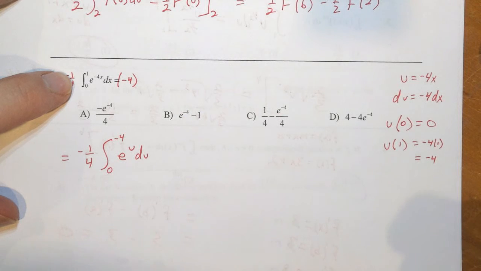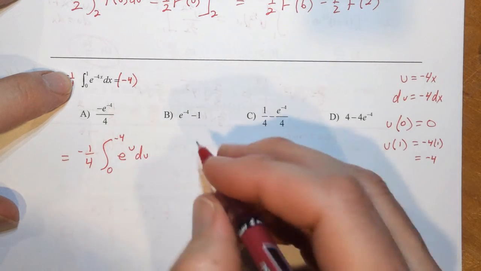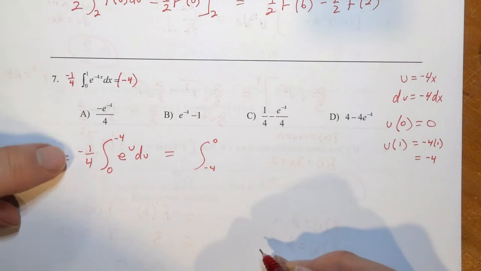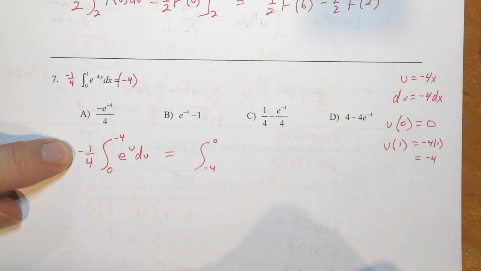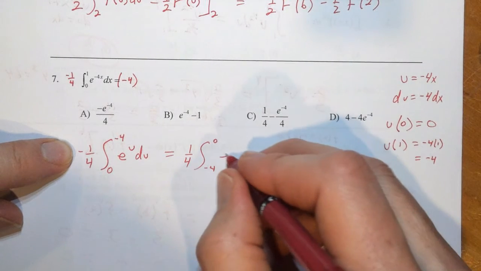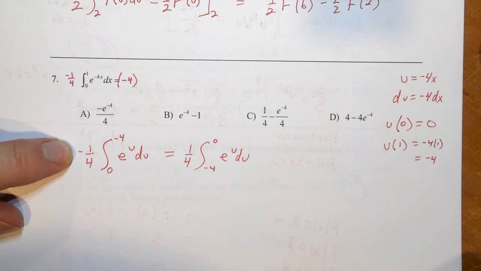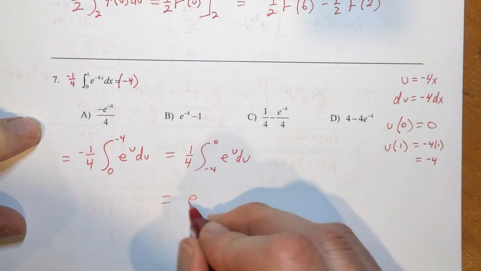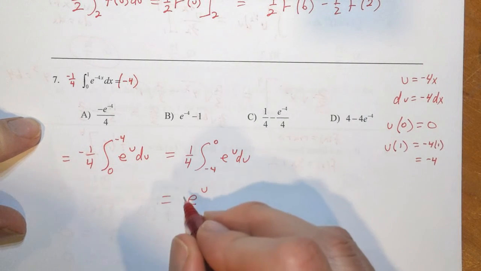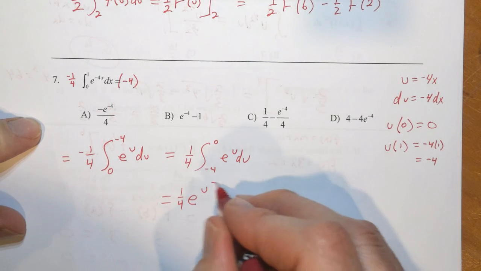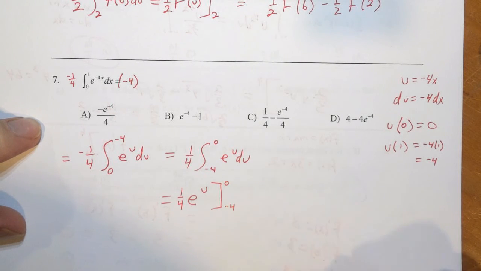And yeah, your spidey sense is tingling here, saying, wait a minute, this is backwards. We need this to be the other way, which means we have to negate the integral. But the integral is already negative. So now it's positive. And the integrand stays the same. Okay, the antiderivative of e to the u is e to the u. But we still have the 1/4 out front. This is being evaluated from negative 4 to 0.